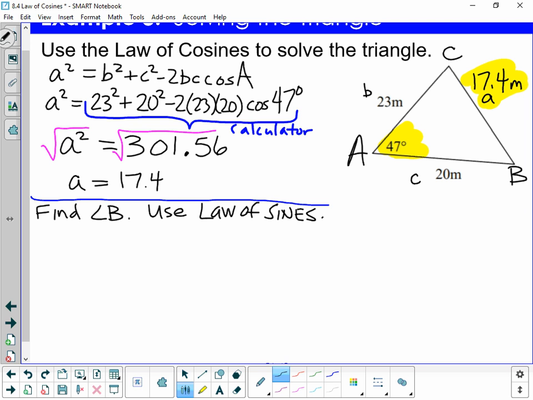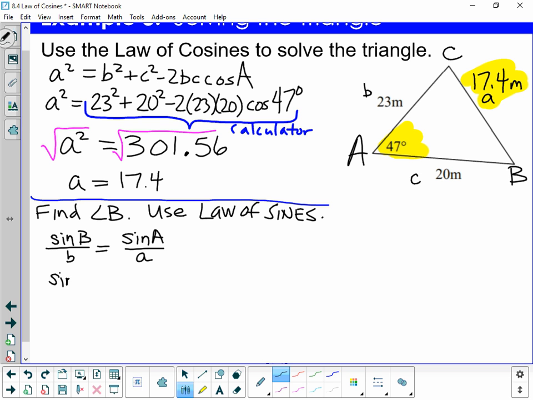Again, because I have that partnership with the A's, the equation that I'm going to use is the sine of angle B over B, because I'm trying to find B, set equal to the sine of angle A over A. Again, I chose the A's because that's the ones I know.